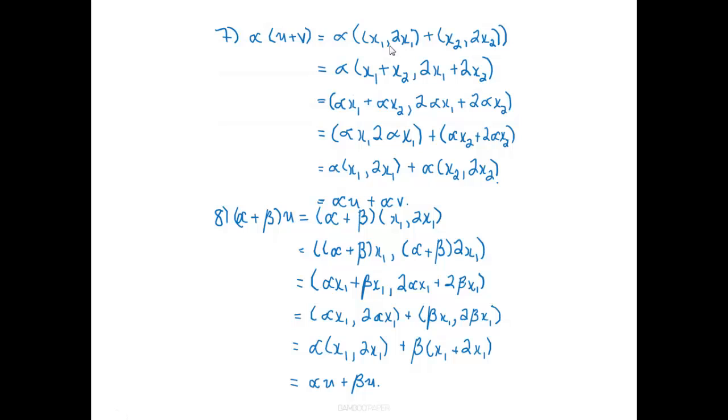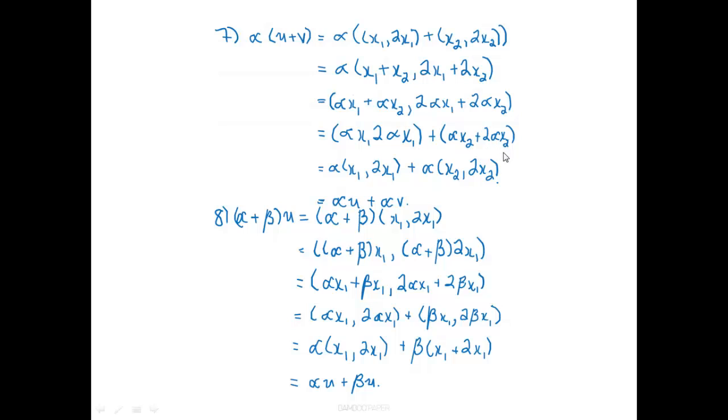So the first thing I want to do is use my definition of addition in R2, the standard definition, do not forget. So that gives me (x1 plus x2, 2x1 plus 2x2). Use my standard definition of scalar multiplication. Alpha goes in. All the terms are multiplied by alpha. I use my definition of addition again, standard definition of addition in R2, and I break this down to (alpha x1, 2 alpha x1) plus (alpha x2, 2 alpha x2).